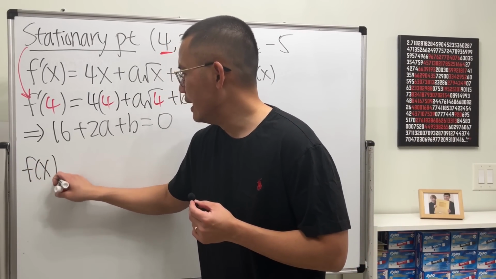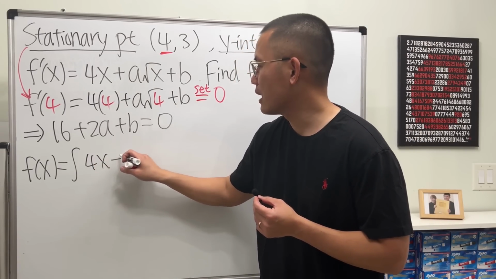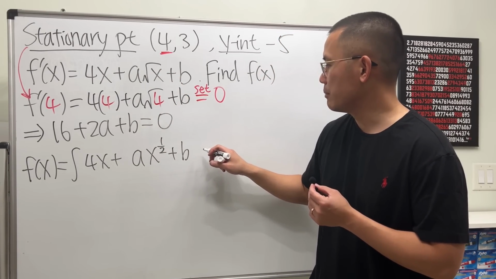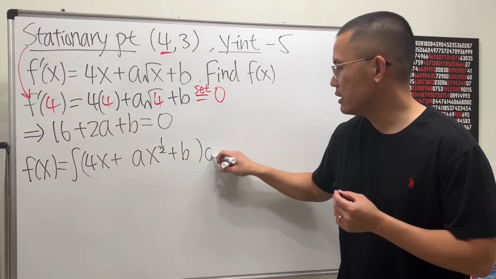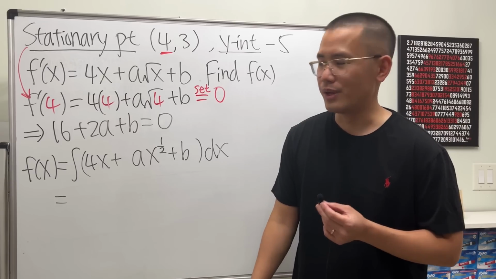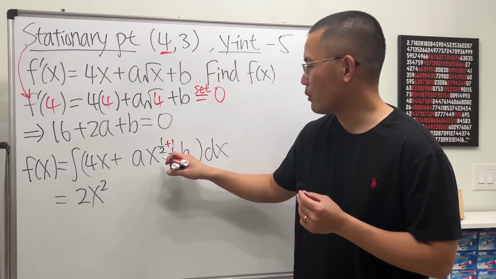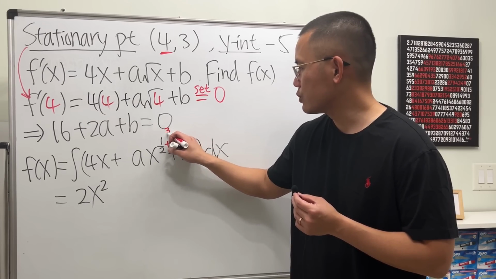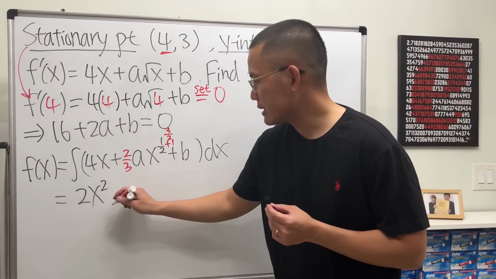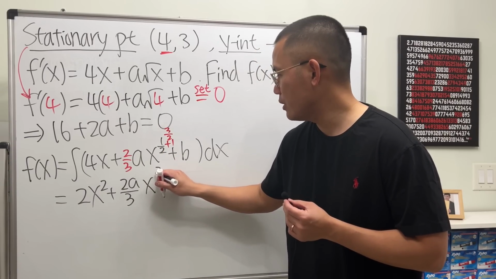F of x is equal to the integral of the derivative. So we will just have the inside 4x plus a square root, which is the same as 1/2 power, and then plus b, and then integrate this dx. So integrate 4x, the derivative of what will give us 4x, 2x squared, right? And then next, right here we will have to do the reverse power rule, and then that's 1/2 plus 1, which is 3/2, and divide by the new power, which is the same as multiplying by its reciprocal. So that's plus 2a over 3, and then x to the 3 over 2.